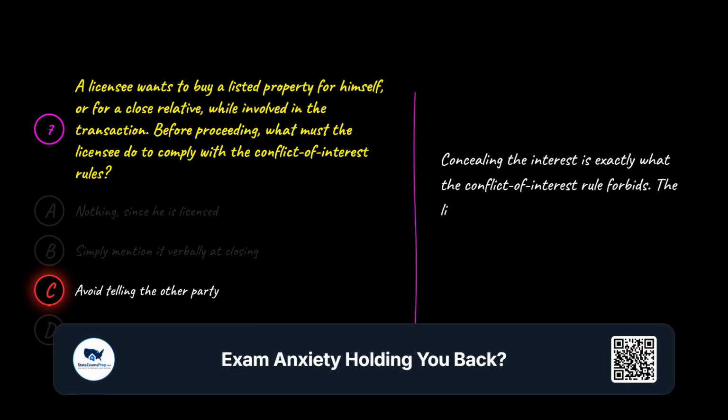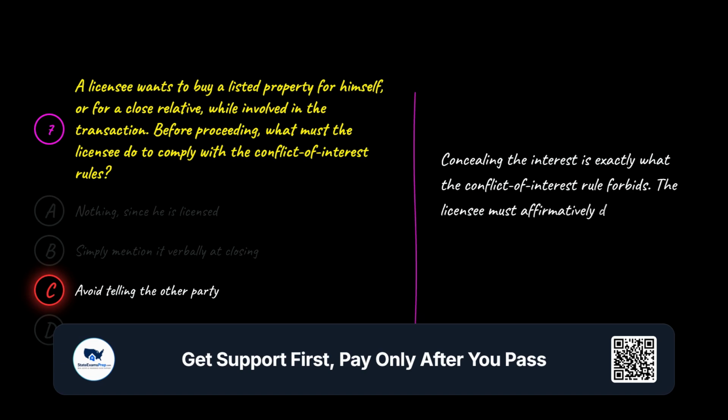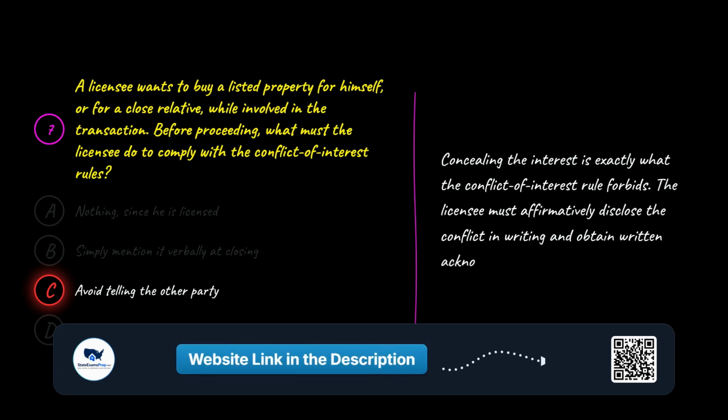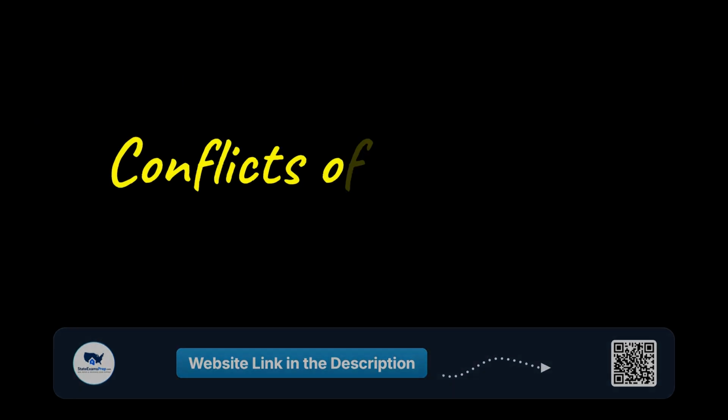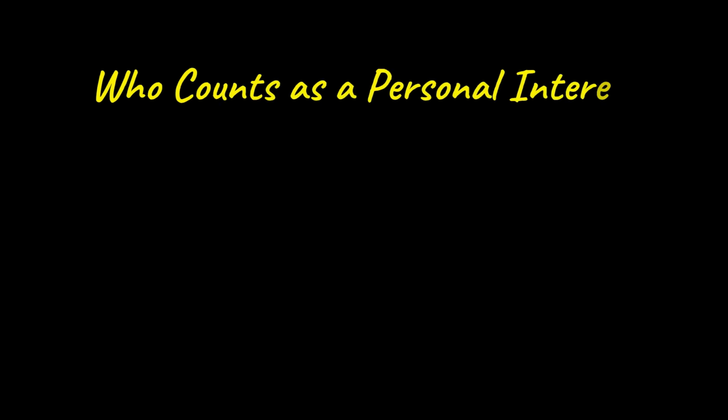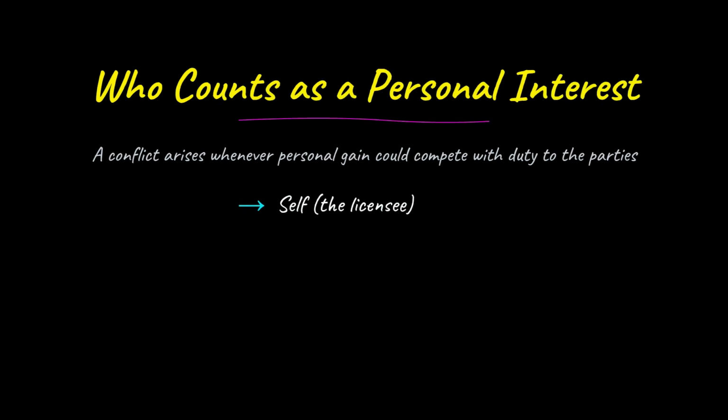The licensee must affirmatively disclose the conflict in writing and obtain written acknowledgement, rather than hide it from the other party. Self-dealing threatens agency relationships whenever an agent gains personally from a deal, so real estate law demands a strict response before an interested licensee can proceed. A conflict of interest arises whenever a licensee's personal financial interest could compete with the duty owed to the parties.